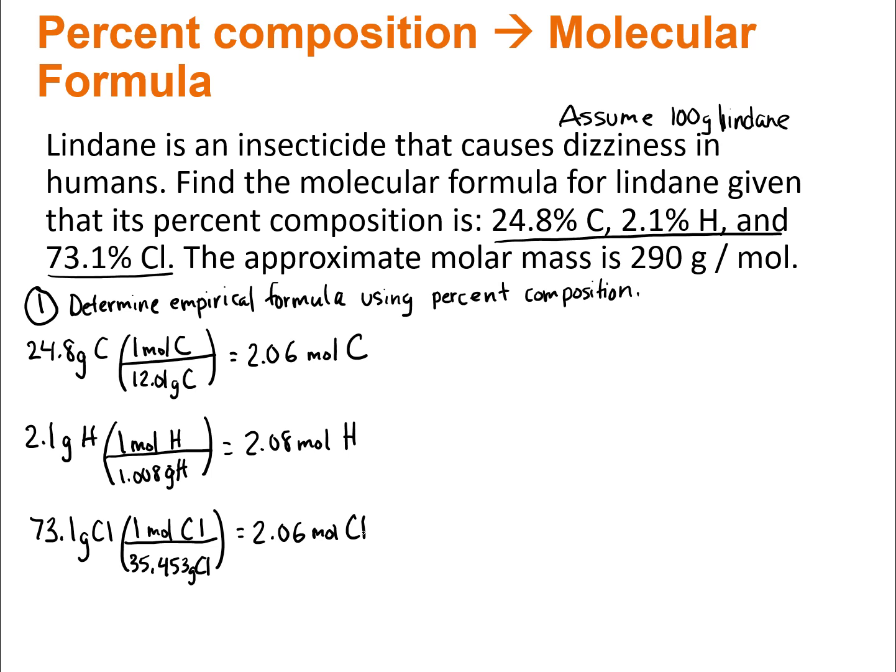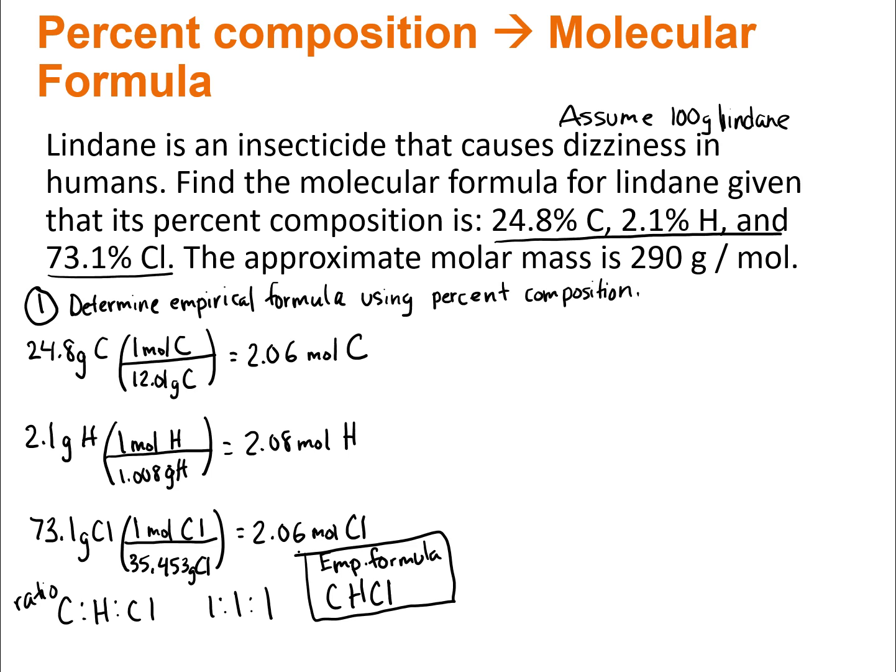Once we figure out all of our moles, we can figure out the ratio. They're all about 2. So the ratio of carbon to hydrogen to chlorine is 1 to 1 to 1. So our empirical formula is CHCl. That was step 1.